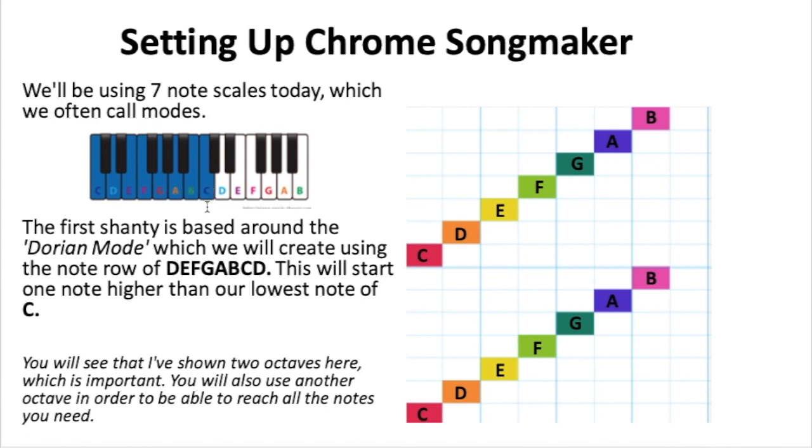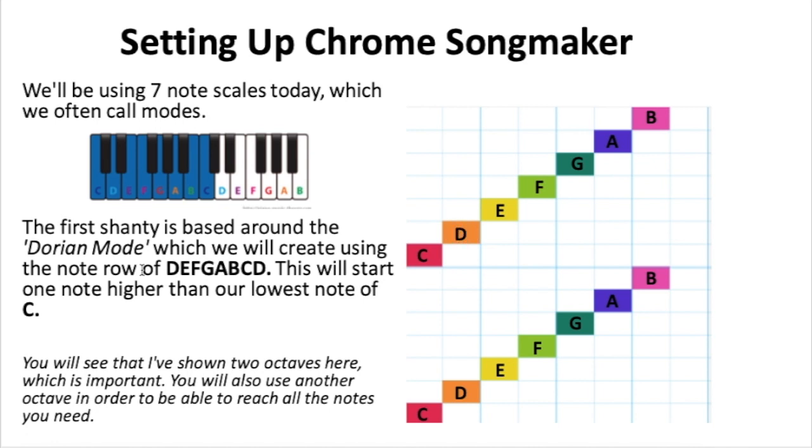Okay, this will start one note higher than our lowest note of C, so you're going to have to be aware of that when you look over into your grid on Songmaker. So there's our C, our lowest note at our thick line, but we're actually going to be starting from the next note up, which is D.